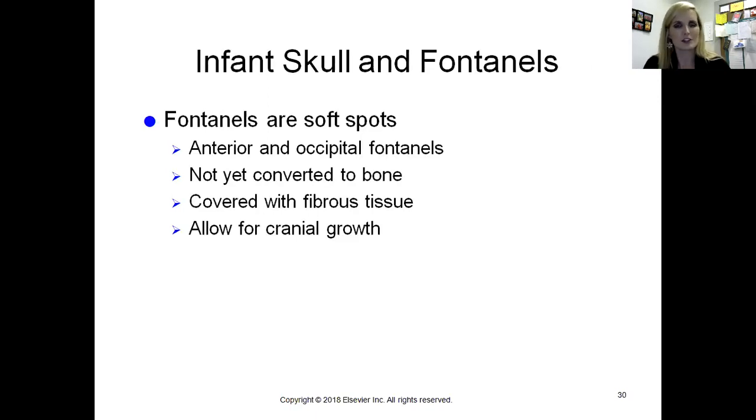In an infant, I told you guys earlier that an infant skull contains a lot of soft spots, a lot of cartilage, a lot of connective tissue membranes that will eventually be replaced by bone. And that's where the term fontanelles come in. Fontanelles are soft spots in a child's skull. There's the anterior and occipital fontanelles. They are just simply soft spots where bone has not been put in that skull yet, hasn't been replaced yet. That, again, is the connective tissue and then the cartilage. It is covered with a fibrous tissue, and this is going to allow for that cranial growth.